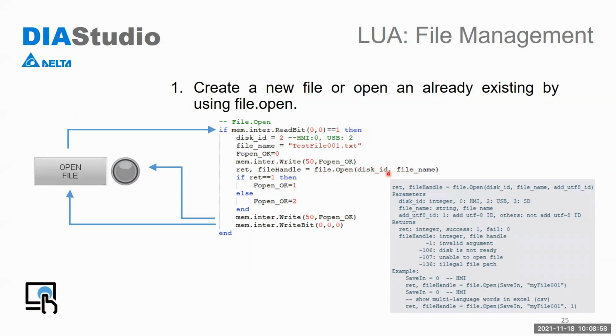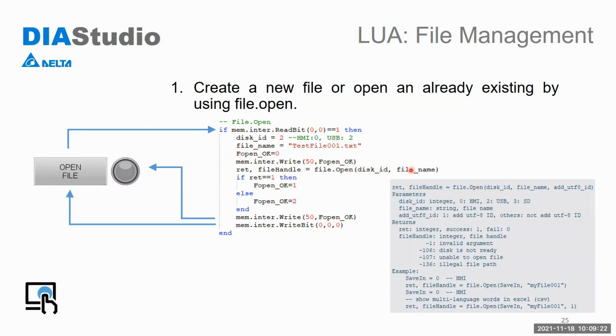The first one is disk ID, so where my file will be stored. It can be 0, which means internal HMI memory, 2, which means USB, or 3, SD, in case my HMI has the SD card slot. And the second parameter is a file name.